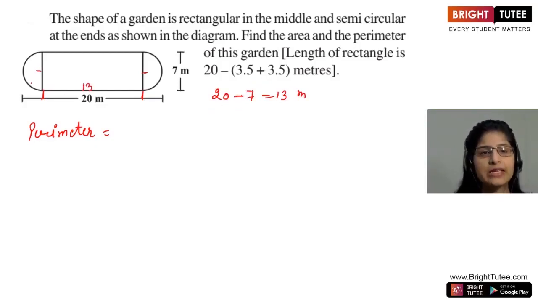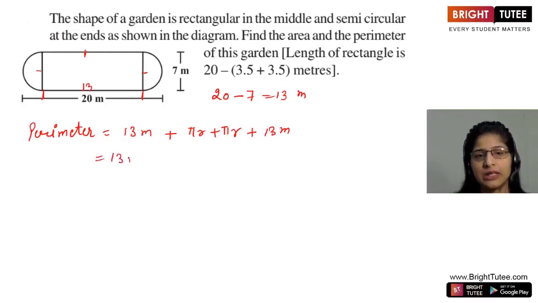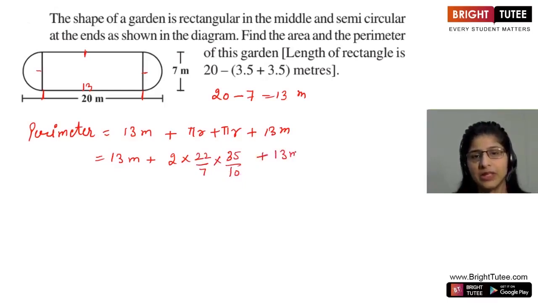So we have 13 plus these semicircular endings, its circumference. So circumference is 13 meter plus, of the two semicircular ends, what will be the circumference? Pi r plus pi r. Right, and we know r is 3.5 in this case, plus we are left with this side, that is also 13 meter. Okay, so 13 meter plus pi r plus pi r is 2 pi r, 2 into pi is 22 upon 7, r is 3.5, so I am writing it as 35 upon 10 by removing the decimal, plus 13 meter.